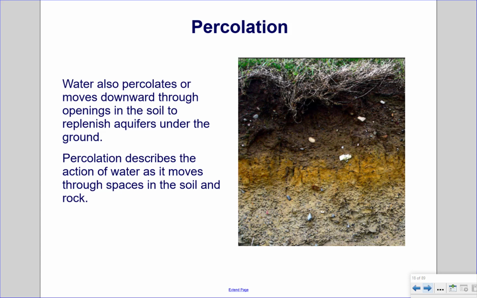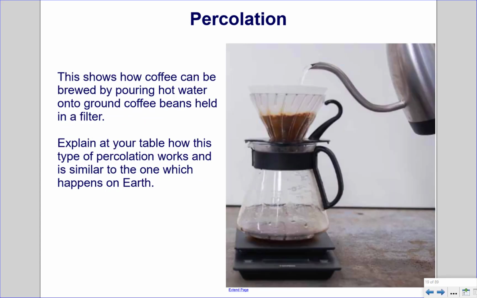Percolation. Water also percolates or moves downward through openings in the soil to replenish aquifers under the ground. Percolation describes the action of water as it moves through spaces in the soil and rock. This shows how coffee can be brewed by pouring hot water onto ground coffee beans held in a filter. Explain at your table how this type of percolation works and is similar to the one which happens on Earth.